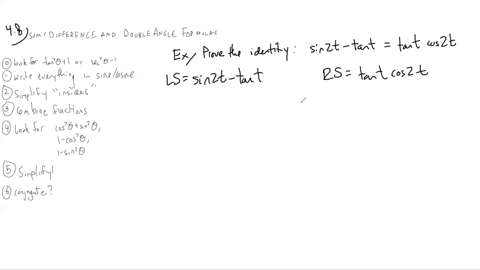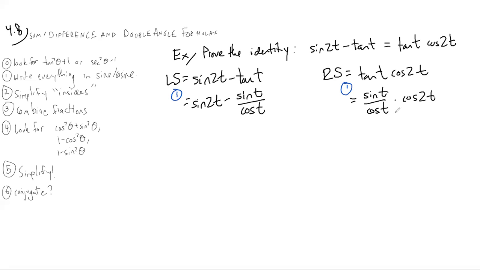We just treat it like theta in any of those identities, or a or b or whatever it has to be. So first, step zero, I don't really see any use of those secondary Pythagorean identities. I don't have any squares right now, so probably not that. Write everything in sine cosine. That I can do right now. I've got a couple of tans, so I'm going to use step 1 on both of them to get sine 2t minus sine t over cos t, and the right side will be sine t over cos t times cos 2t.